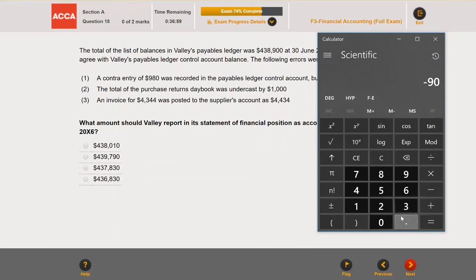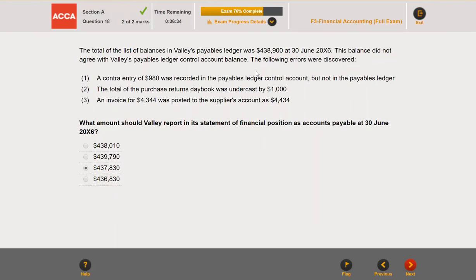So 90 is the difference. So 90 difference plus 3438, 900 and minus the 980. It should give us 437,830. This is the correct balance that should be shown in payable ledger or in financial statements.